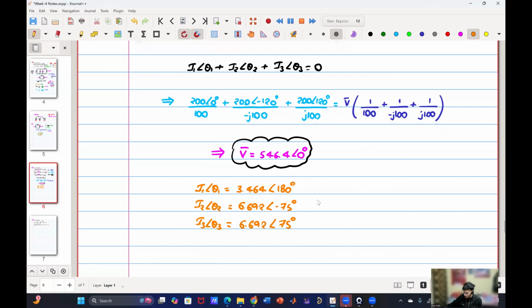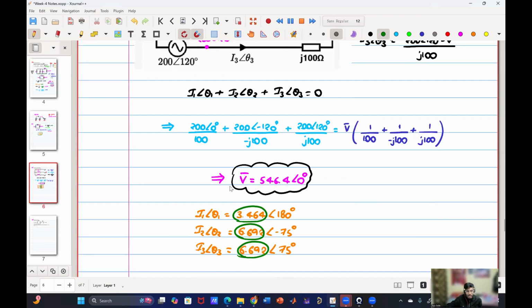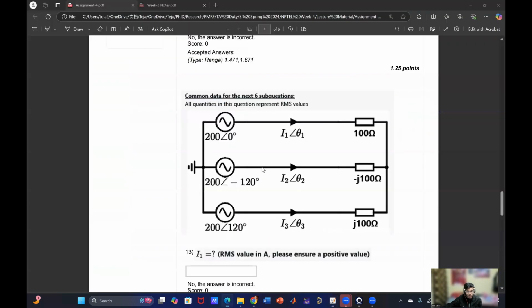Okay, so this value itself is the RMS value. Similarly, this value is the RMS value. This value is also an RMS value, because in the question they have mentioned these voltages are all RMS values. Now let us go and check whether whatever we have got is correct or wrong.